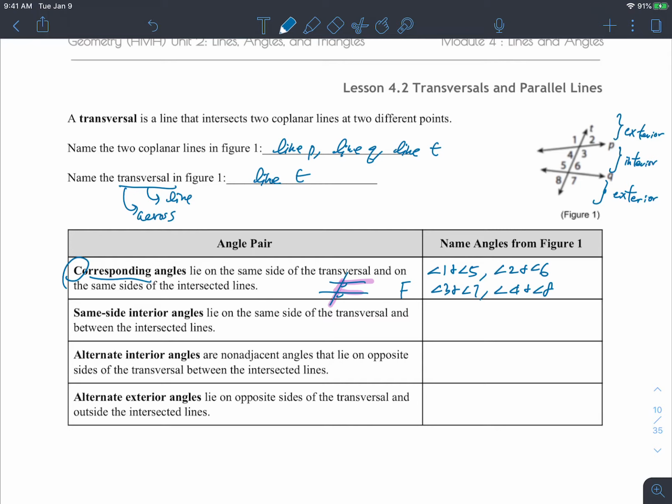Absolutely right. Once again, if you look at 4, that's bottom left. So is 8 at the intersection right here, right? That's how you tell. It's in the same relative position.